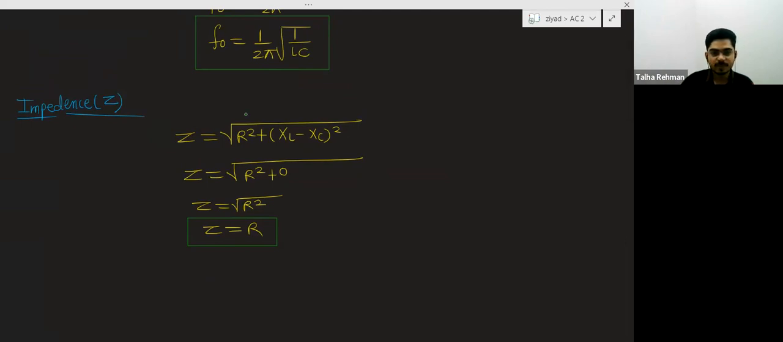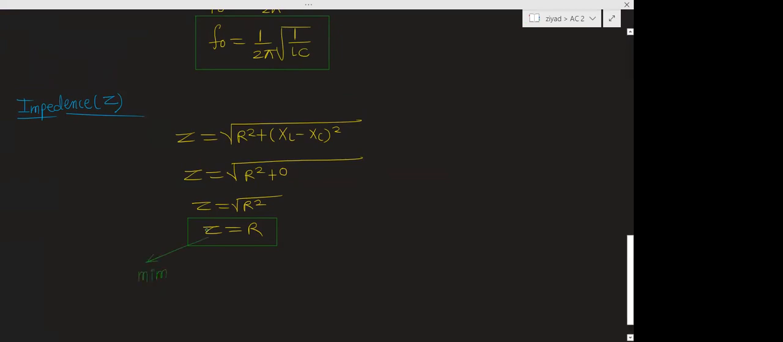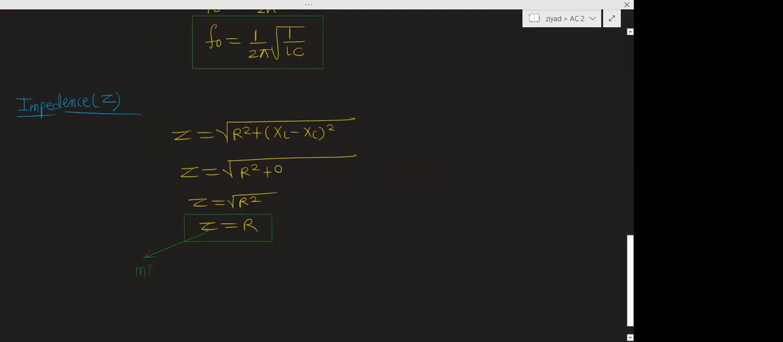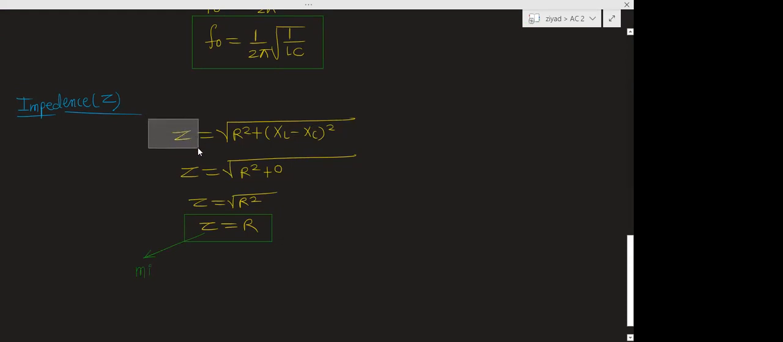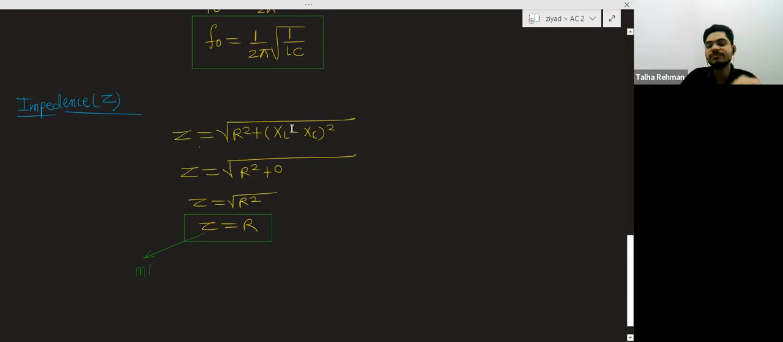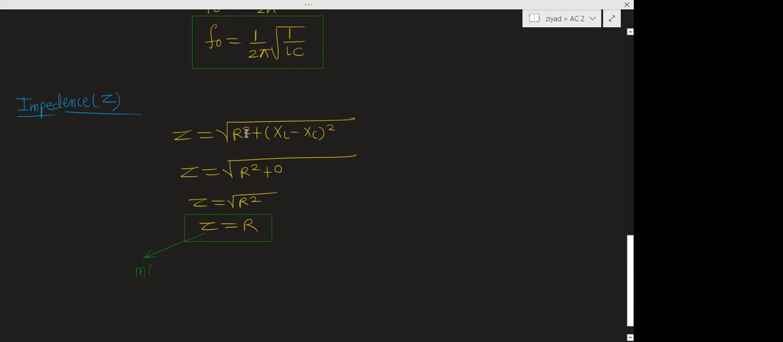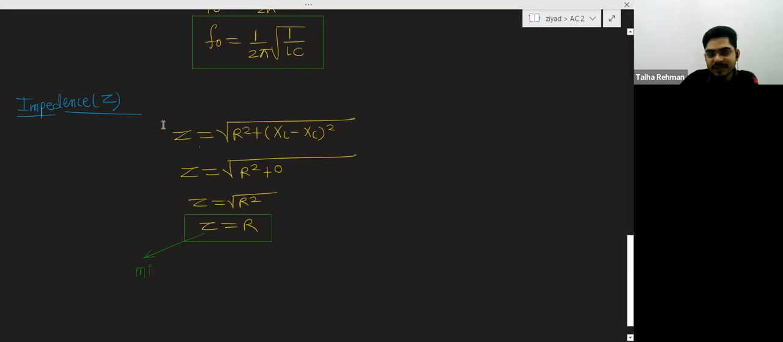And see this, this Z will be the minimum. This is the minimum impedance of the circuit. Why minimum? Because you can see here, this value becomes 0. Earlier, this had some value, meaning you were adding something to R and getting a larger value. Now this term becomes 0, so here is only R. So you can say that Z becomes minimum.